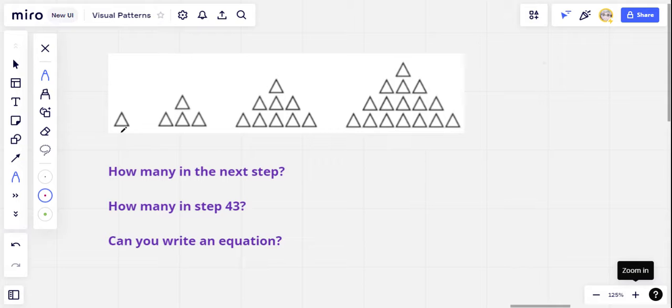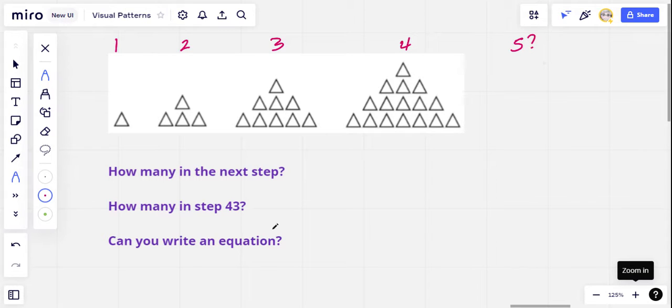In these challenges, you look at a visual pattern. It's got steps. So here's step 1, step 2, step 3, step 4, and you try to figure out what's going on. How is it changing? What's the rule here? And then you use that knowledge to predict how many, in this case, triangles are going to be in the next step. So how many triangles in step 5 for us?